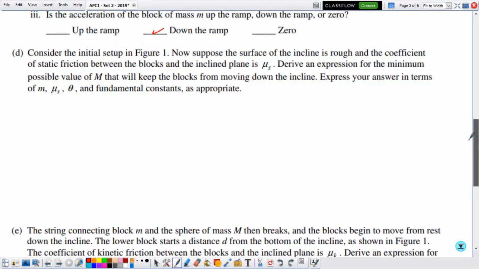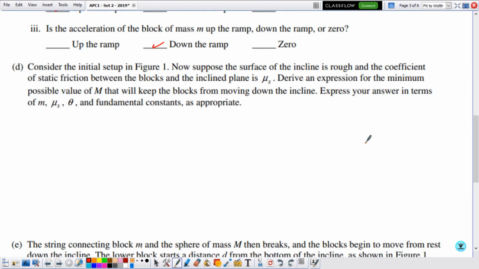Now part D, consider the initial setup in figure 1. Now suppose the surface of the incline is rough and the coefficient of static friction between the blocks and the inclined plane is mu s. Now we have switched friction on. Derive an expression for the minimum possible value of M that will keep the blocks from moving down the incline.